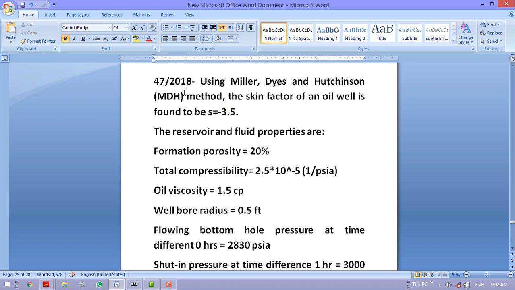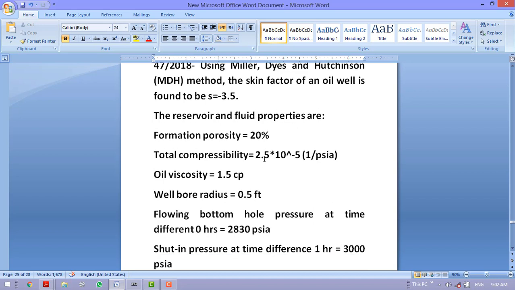The question: using the Miller, Dyes and Hutchinson (MDH) method, the skin factor of an oil well is found to be S equal to 3.5. The reservoir and fluid properties are: formation porosity equal to 20%, total compressibility 2.5 × 10^-5 psi^-1, oil viscosity 1.5 centipoise, and wellbore radius 0.5 feet.